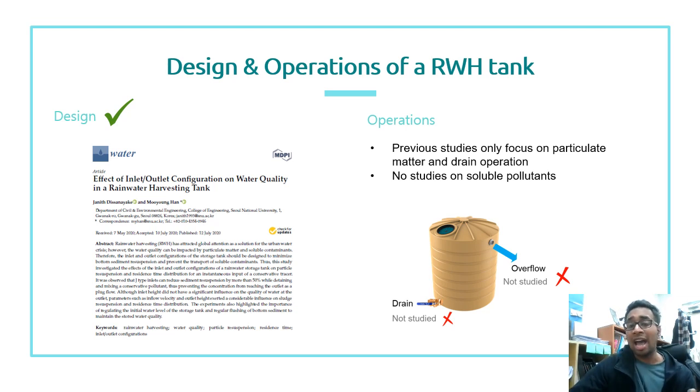And we have identified that previous studies only focus on particulate matter and the drain operation, on how we can remove the particulate matter from the tank system. But we haven't found any studies on soluble pollutants or any article concerning how the overflow can be utilized to improve the water quality of harvested rainwater.